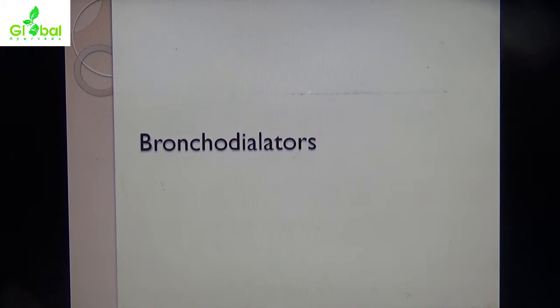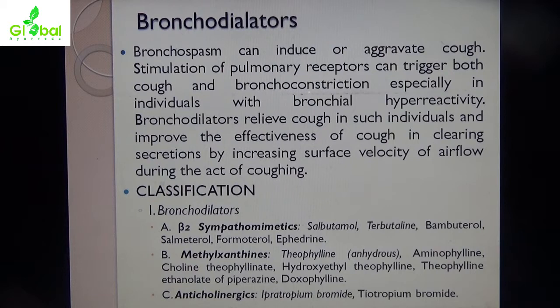When there is a bronchospasm, at that time we have to use a bronchodilator to relieve the bronchospasm. Generally they are used in status asthmaticus or in asthmatic conditions. Now bronchospasm can induce or aggravate cough. Stimulation of pulmonary receptors can trigger both cough and bronchoconstriction, especially in individuals with bronchial hyperactivity. Bronchodilators relieve cough in such individuals and improve the effectiveness of cough in clearing secretions by increasing the surface velocity of airflow during cough. They should be used only when an element of bronchoconstriction is present and not routinely.